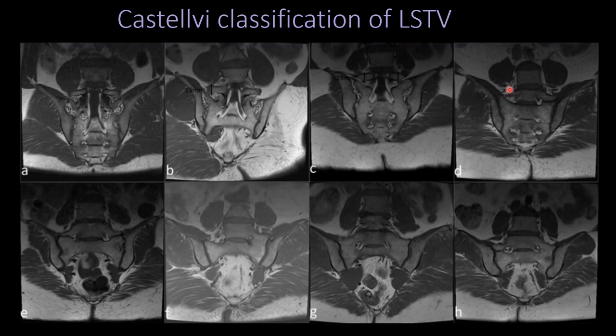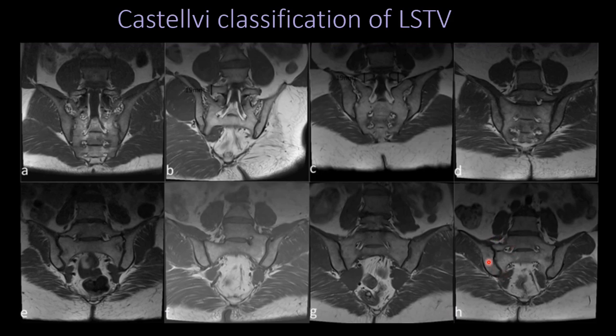Here, there is pseudoarticulation of the transverse process with the sacrum on one side, so it is type 2A, whereas it is on both the sides, so it is type 2B. Here, there is complete fusion of the transverse process with the sacrum on one side, so it is type 3A, whereas it is on both the sides, so it is type 3B.